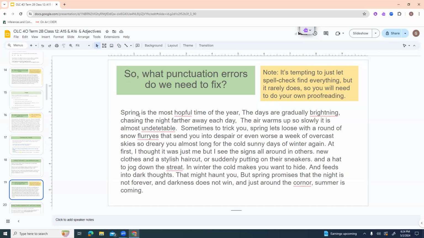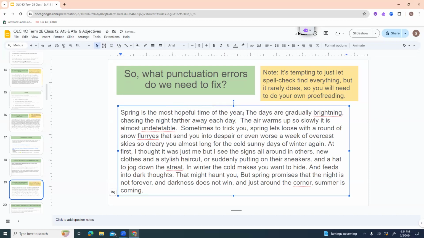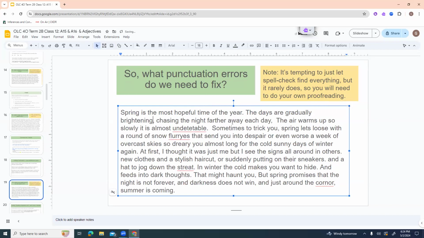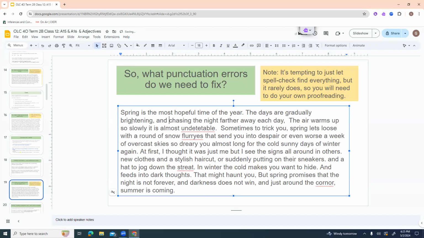I'm going to do a couple, even if I don't get finished. Spring is the most, again, hopeful time of the year, period. That's a complete sentence all by itself. The days are gradually brightening, chasing the night farther away each day. So does that need to be a period? If I did, "chasing the night farther away each day" doesn't work. It's more like the days are gradually brightening. I think we might add the word "and": chasing the night farther away each day. There we go. Now this becomes a period, and that's the end.